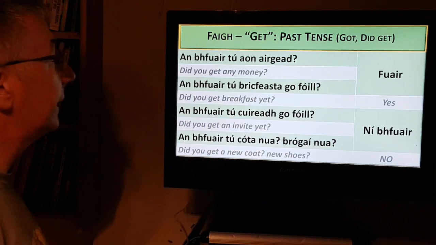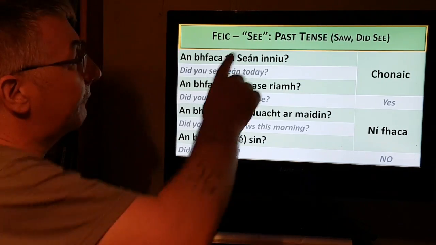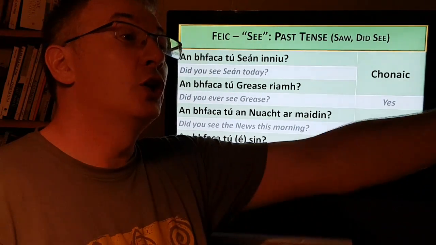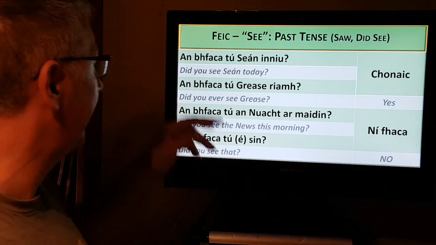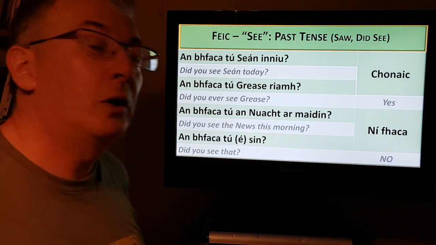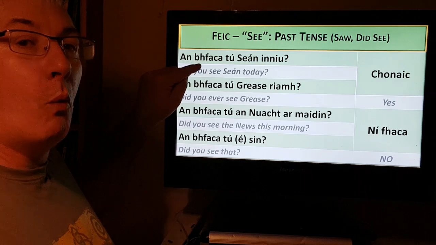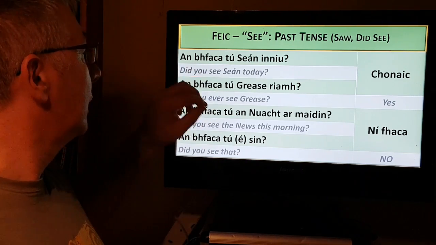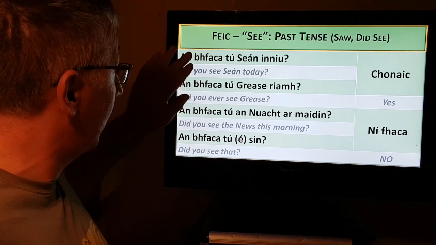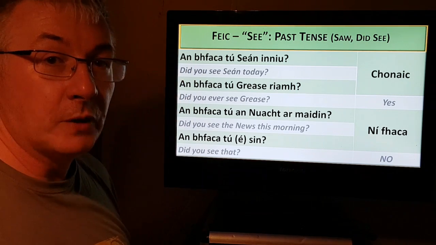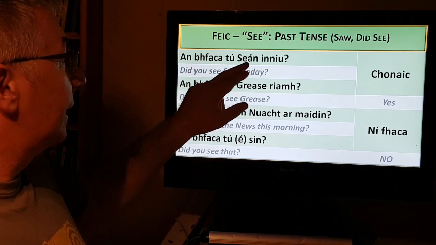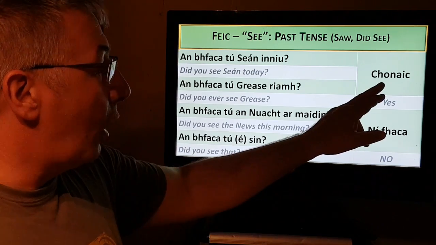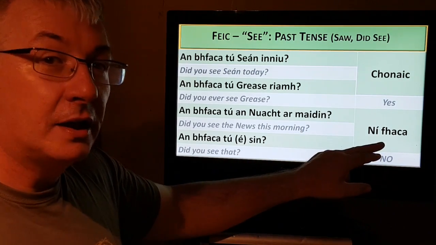Okay, and then the next one, we're on the verb to see. The past tense of see in English is saw or did see, right? So let's look at some examples. Wakatu, and this is pronounced on wakatu, right? And again, you're hardly going to hear me saying the on, so just wakatu. Wakatu Shan, did you see Shan? Wakatu Shan inniu. Did you see Shan today? Hanik, saw. Niaka, didn't see.